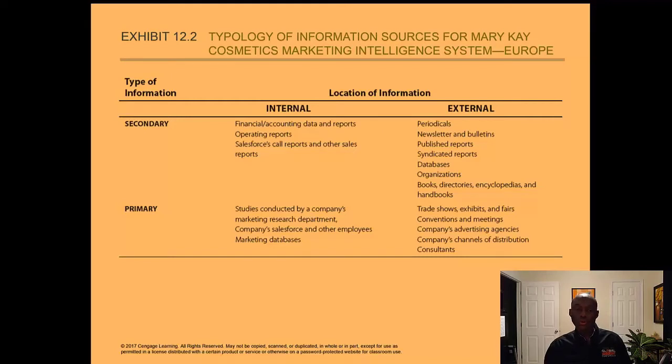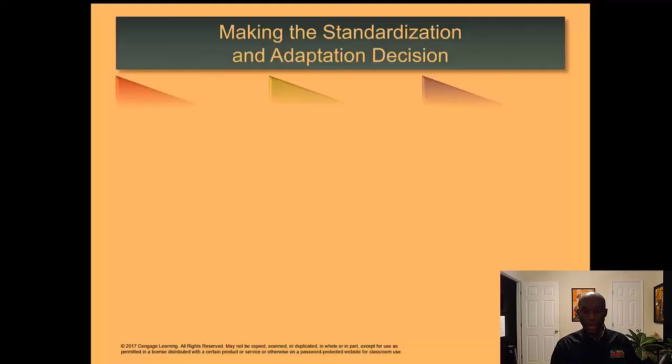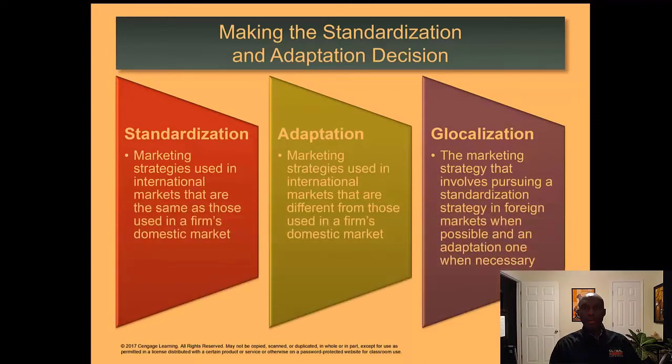And then you have external primary data. Trade shows, going to trade shows and actually getting information from players in that industry, conventions and meetings, company advertising agencies, and other channels of distribution, and consultants like yourself. So these are the ways that you can collect and procure information so you can make those types of assessments. This is called a marketing intelligence system.